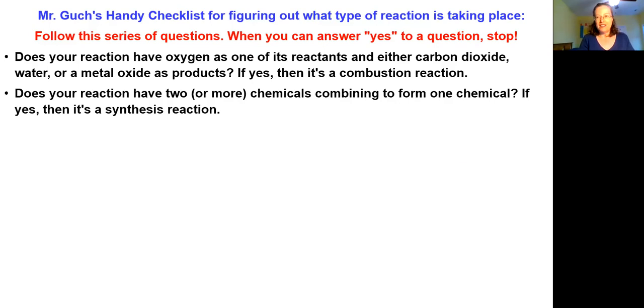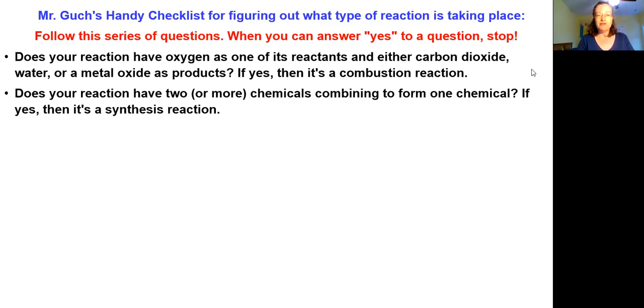All right, here we have another question. Let's say we said no. So what would be one? Say we have nitrogen plus hydrogen forming ammonia. Okay, so N2 plus H2 form NH3. Oxygen's not one of the reactants. So we need to go on to the next one.